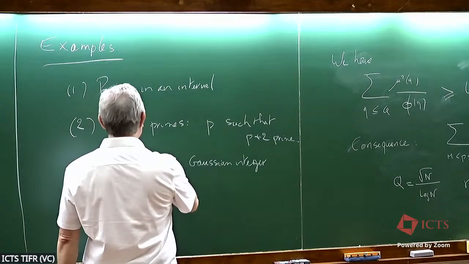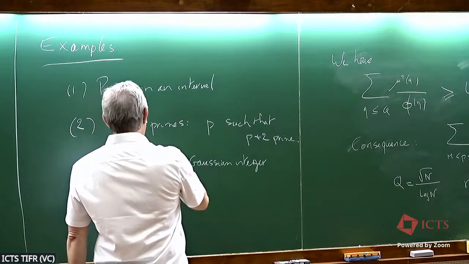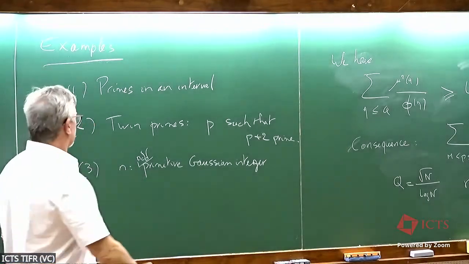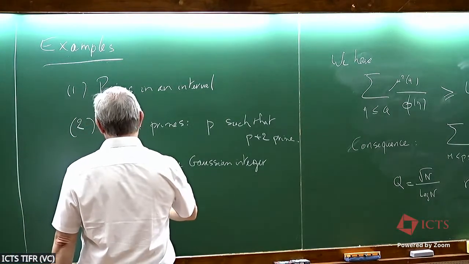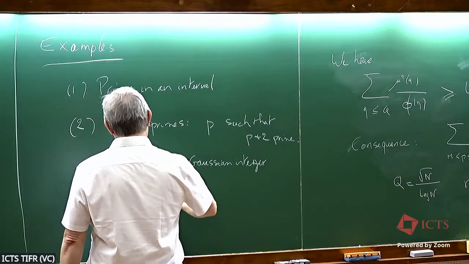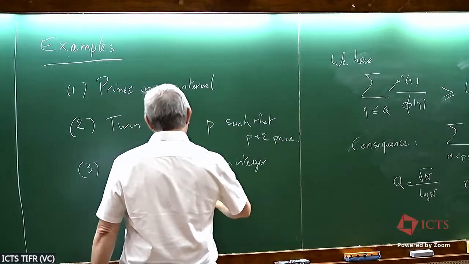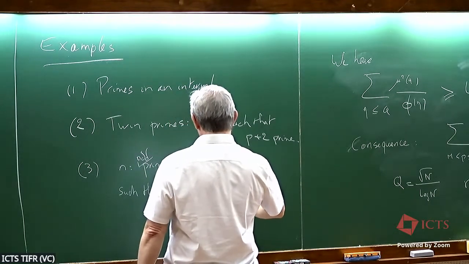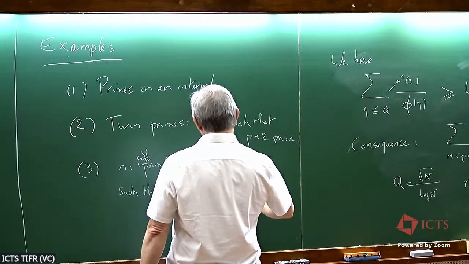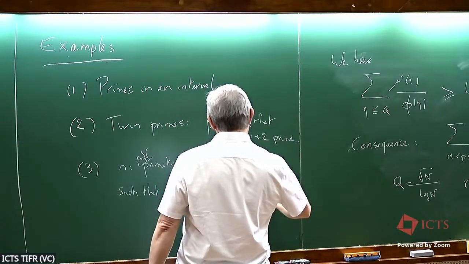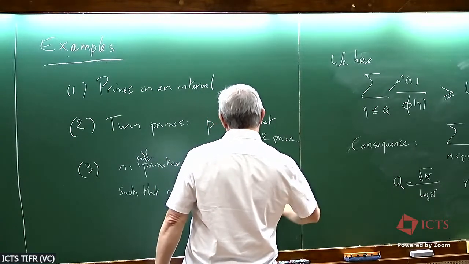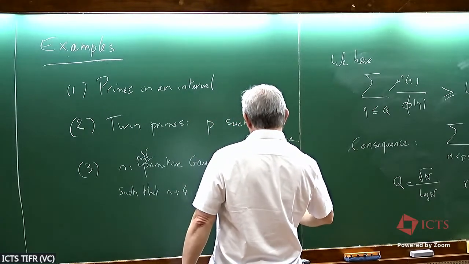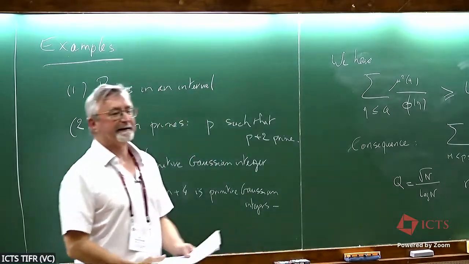I'm going to assume that they are odd, because also the prime 2 behaves badly. Such that n plus 4, sorry, n plus 2 is also a primitive Gaussian integer. That's really my main example these days.